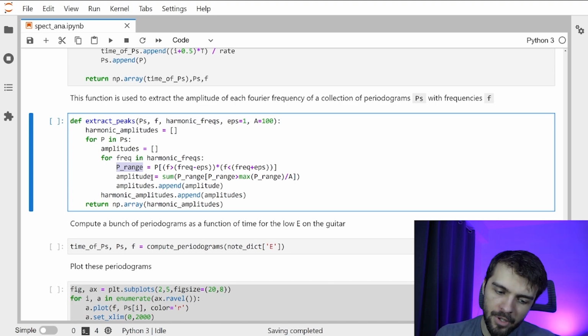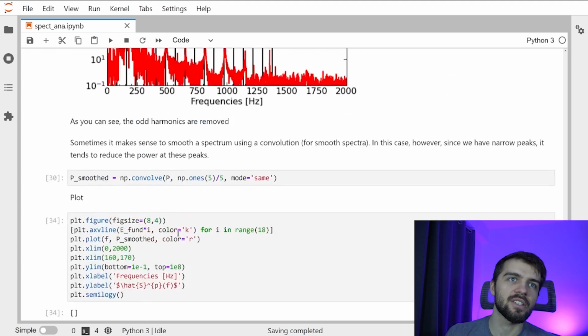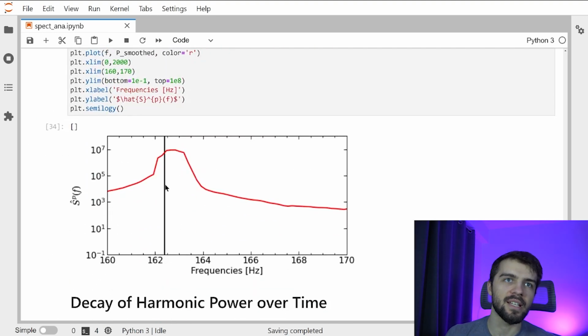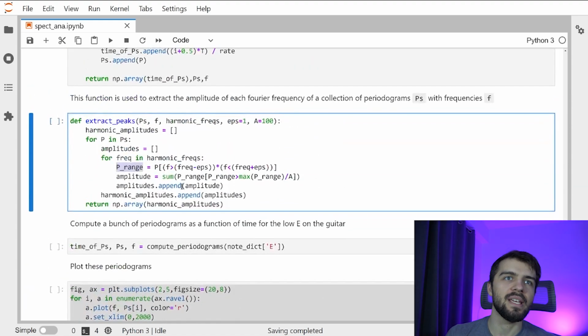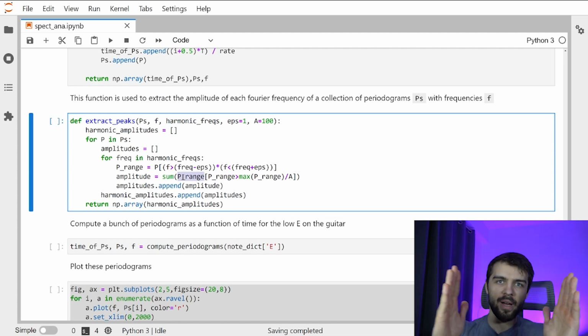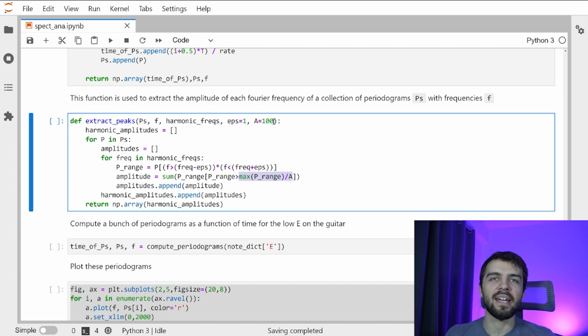Then my amplitude, which of course in some cases is going to be a combination of many of these things, I take as being any values of this range, right? So I have a range that I'm considering. I sum together all the values of that range that are greater than the max of the range divided by A, and A is equal to 100.